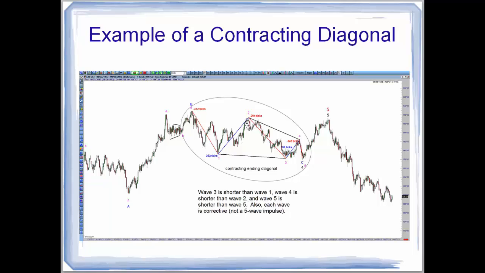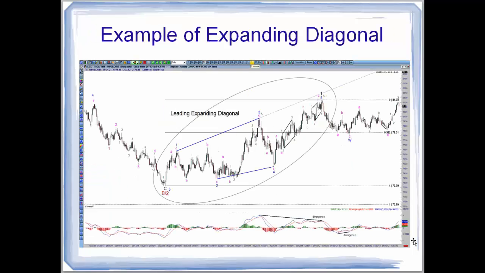Additionally, each leg of a diagonal is almost always a corrective structure. By the way, we'll be looking at what a corrective structure is in just a minute. We're looking at the 5-wave structures right now. And there's 2 kinds: 5-wave non-overlapping impulse and a 5-wave diagonal. So here's an example of an expanding diagonal where you have wave 1, 2, 3, 4, and 5. Each leg of the diagonal is corrective. It's not a standard 5-wave non-overlapping impulse.